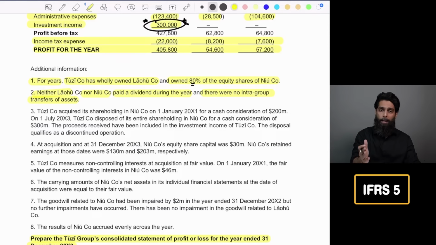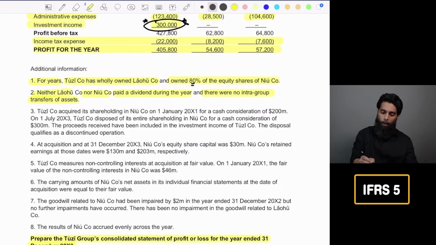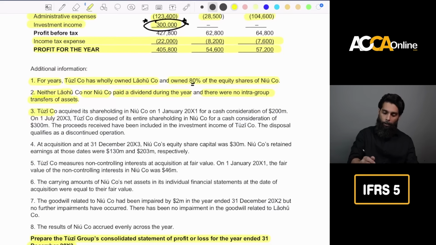This is a very basic question that your examiner has discussed in a technical article. So you are better able to understand the core concept deliverable of this question. Yeah, no intragroup transactions. Let's move on to note number 3. Examiner says 2Z company, and remember 2Z company is the parent company. Yeah. So examiner says 2Z company acquired its shareholding in Neo company.